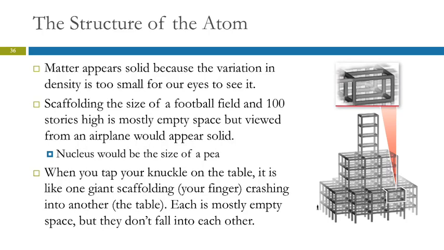So back to the scaffolding. When you tap your knuckle on a table, what that's like is taking one giant scaffolding, your knuckle or your finger, and crashing it into another. If you took two of these and bumped them into each other, they wouldn't go through each other, would they? They would just bang into each other, even though each of them is mostly empty space. They don't fall into each other, and matter doesn't fall into itself either. Any questions?